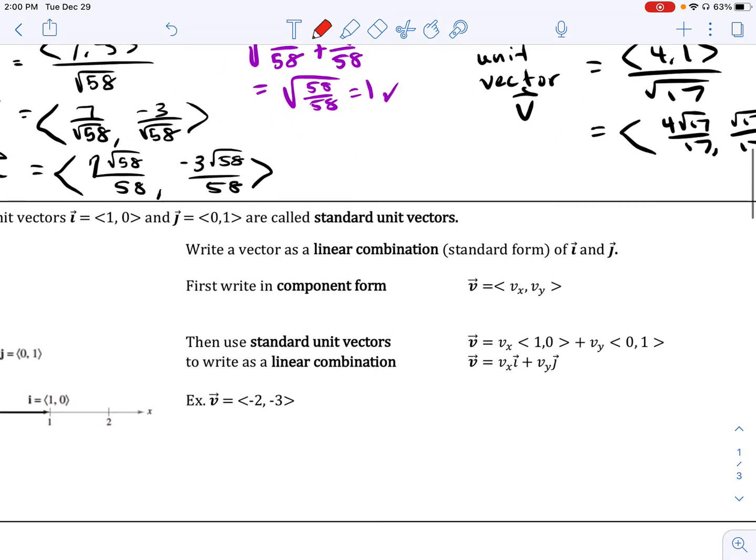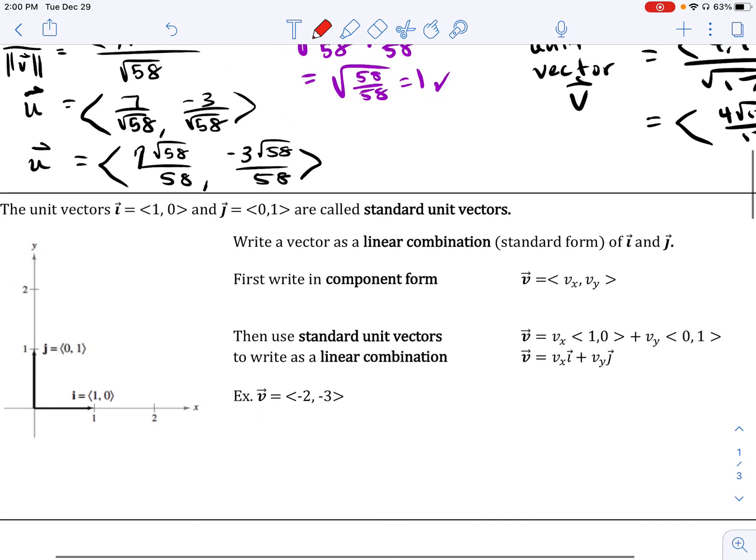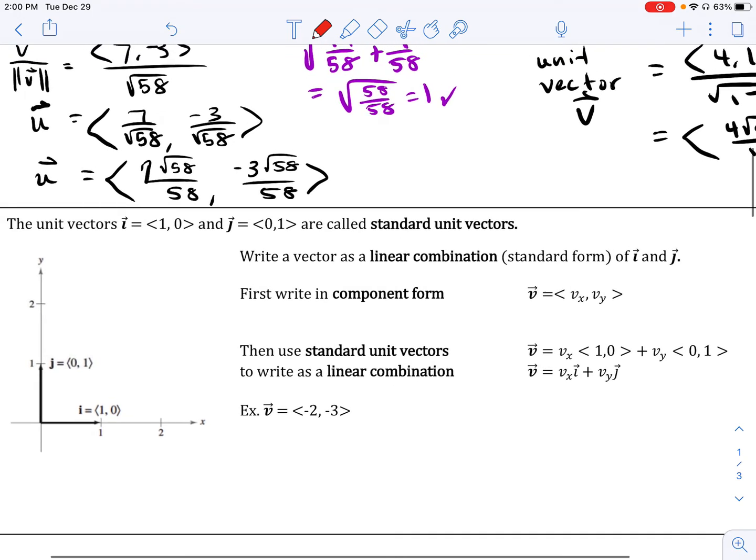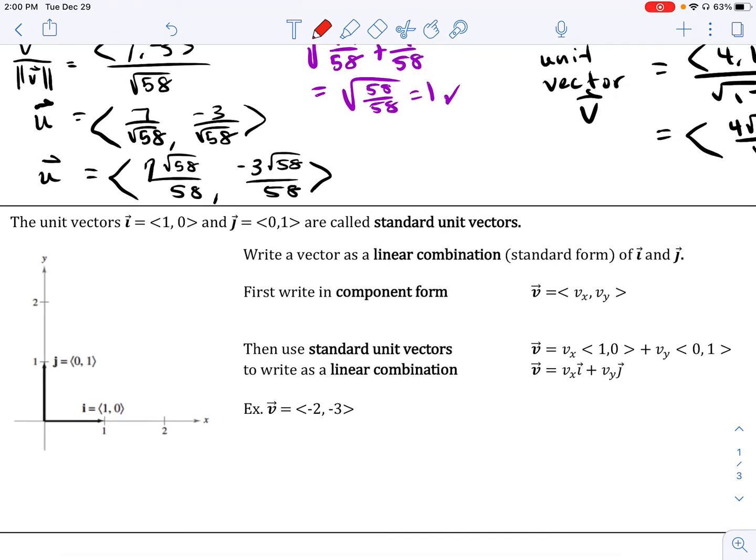There are things called standard unit vectors, which are vectors that are often described with the variables i and j, and they simply describe a specific type of unit vector. Vector i goes along the x-axis, so it has a magnitude of 1 and a terminal point of (1, 0). Vector j is a unit vector that goes up vertically on the y-axis.